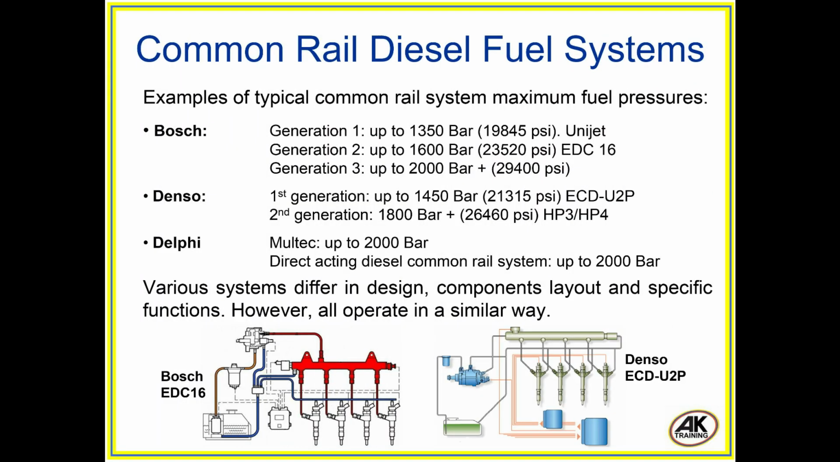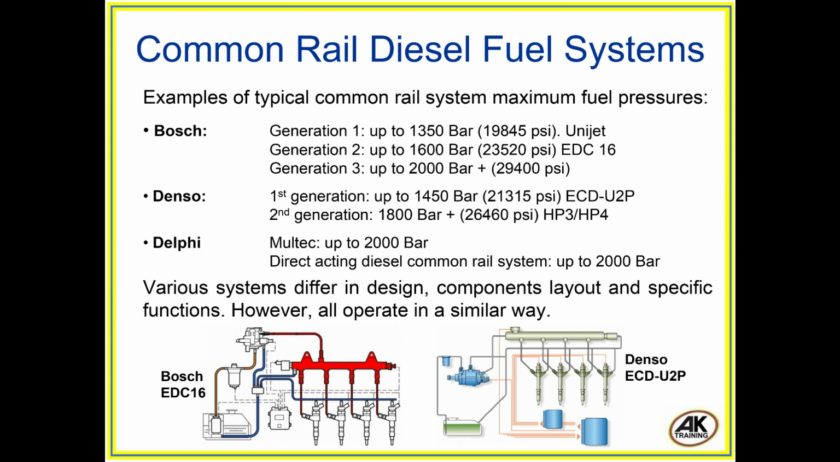Examples of typical Common Rail System maximum fuel pressures. Bosch. Generation 1. Up to 1,350 bar, 19,845 psi, Unijet. Generation 2, up to 1,600 bar, 23,520 psi, EDC 16. Generation 3, up to 2,000 bar plus, 29,400 psi.